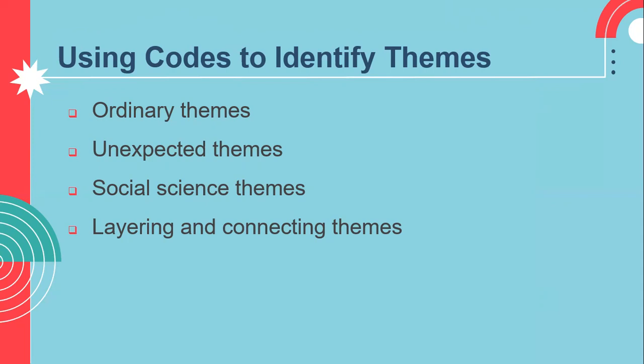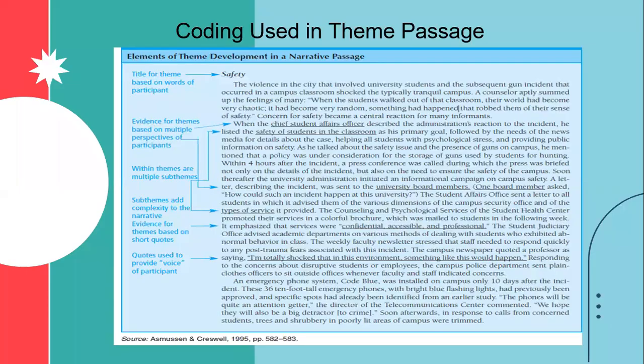Using codes to identify themes, there are some ways. The first is using ordinary themes, and the second is using unexpected themes, then social science themes, and the last is layering and connecting themes. Okay, this is an example of coding used in a theme passage.